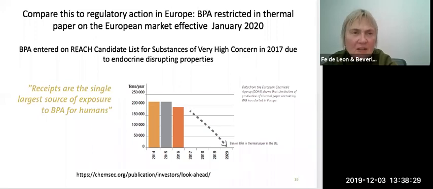I wanted to compare this to the regulatory action in Europe, where BPA is restricted in thermal paper on the market, effective next month. The way this was signaled to companies was that it was declared a substance of very high concern in 2017 due to the endocrine disrupting properties of BPA. And as the graph shows here, you immediately saw the decline in the production of thermal paper containing BPA start in Europe. It's really important to know that receipts are the single largest source of exposure to BPA for humans. And every time I go through cash machines, I'm wondering how protective are workers? Are they even aware that they need to be wearing gloves or washing their hands when they handle these thermal papers? Next, please.